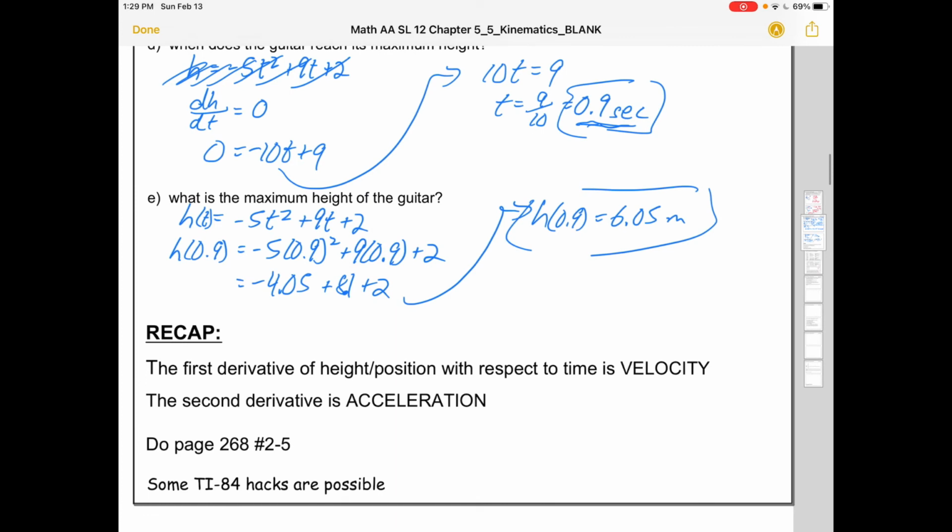So to recap, the first derivative of height or position with respect to time is velocity. This is really a big idea. The second derivative of height or position with respect to time is acceleration. If you're watching this video from the IB Oxford textbook, these are the questions. And if you're doing it from another textbook, maybe look for some stuff that is on vertical motion.